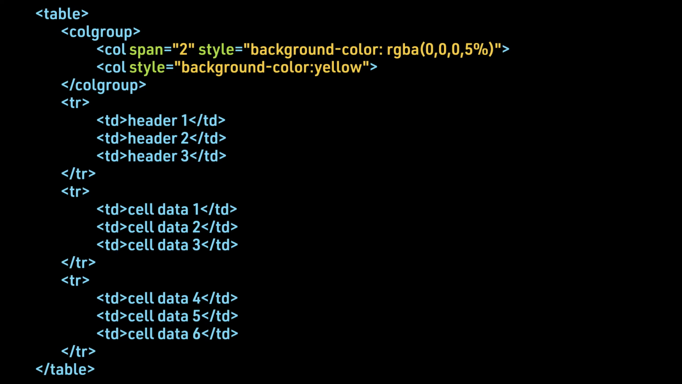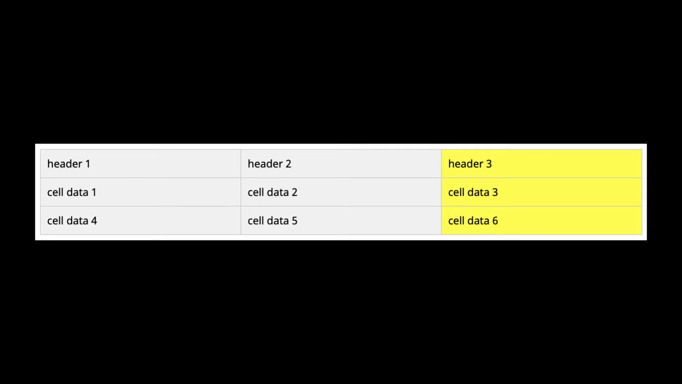So here we see the column group added right at the top. We have two column elements, not three, even though there are three columns, because one of our column elements has a span attribute to encompass two columns. Both column elements have style embedded in the HTML. The first two columns have a light gray background color, and the final column has a yellow background color. This code will display like this.